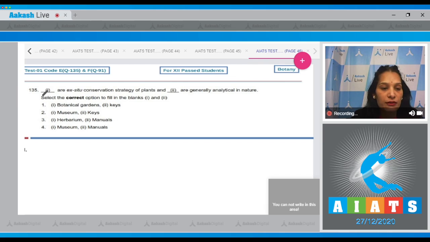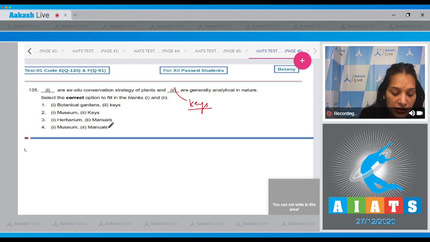Question number 135. Dash are ex situ conservation strategy of plants and dash are generally analytical in nature. Keys are generally analytical in nature and botanical gardens are ex situ conservation strategy of plants. So the correct option for the given question is option number 1.